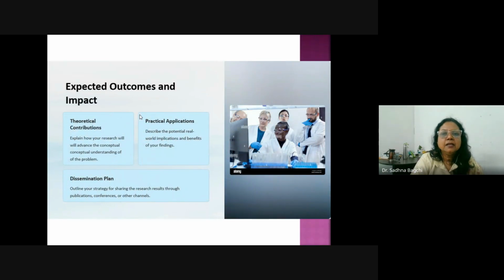Next comes the expected outcomes and impact. These are also a major part of your proposal. First, the theoretical contribution: explain how your research will advance the conceptual understanding of the problem. Then practical implications or applications: describe the potential real-world implications and benefits of your findings. And dissemination plan: outline your strategy for sharing the research results through publications, conferences, or other channels.